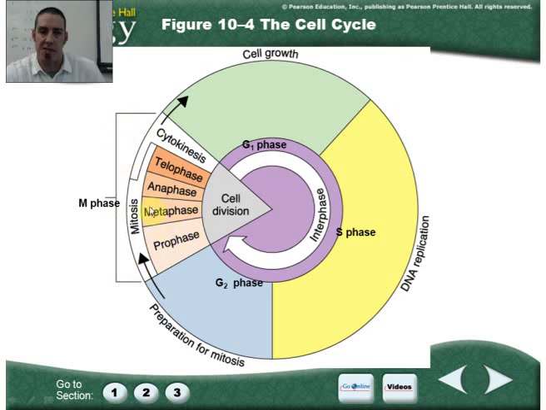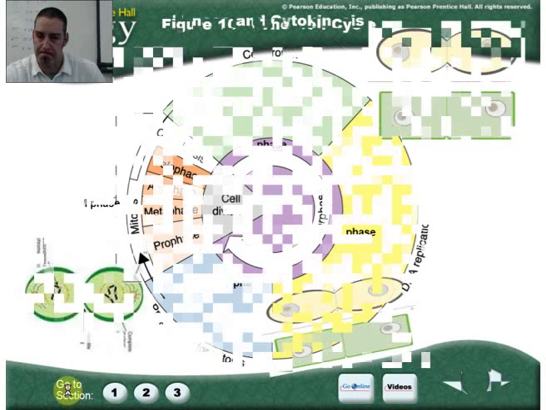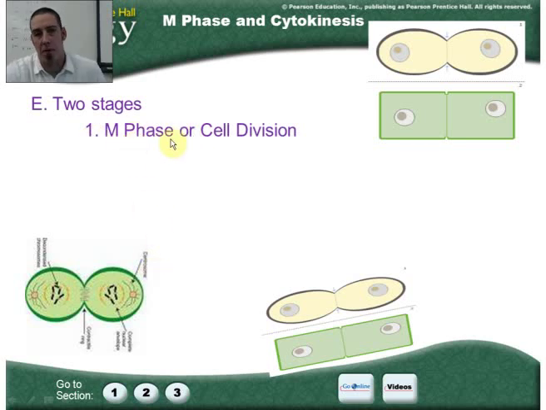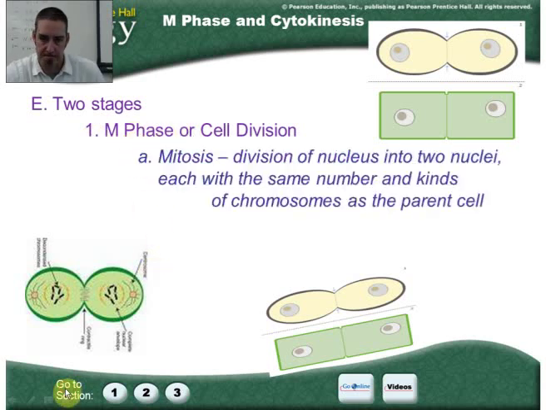Notice the M phase is mitosis, prophase, metaphase, anaphase, telophase, plus cytokinesis. You may also see that called cell division. So again, in interphase there are 3 subphases: the G1 for growth, the S for DNA replication, and then the G2, preparing for mitosis. So the M phase or cell division, again, remember, is mitosis plus cytokinesis.